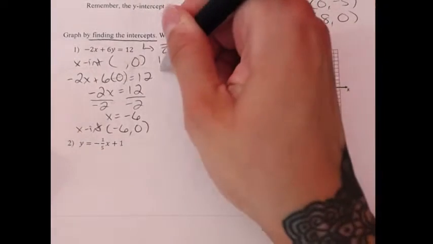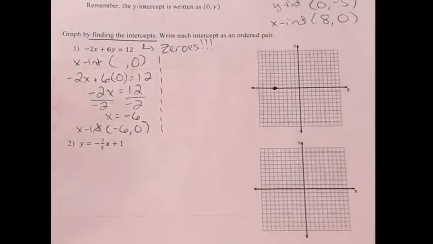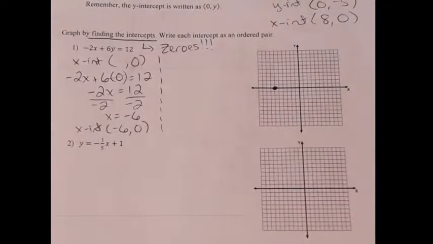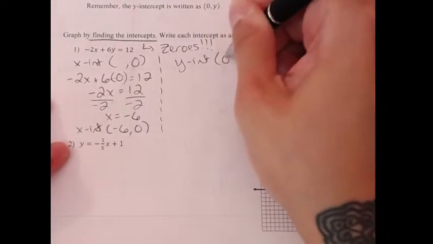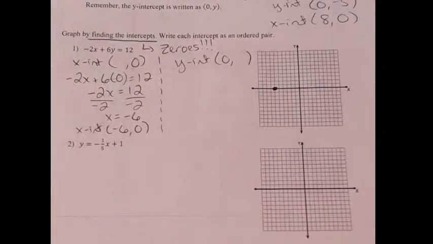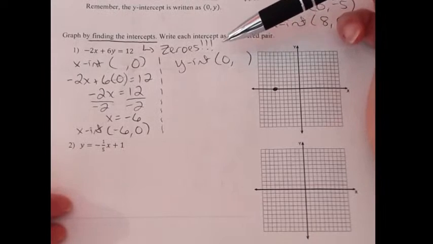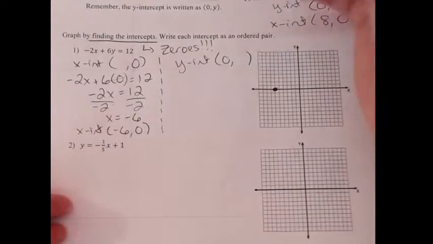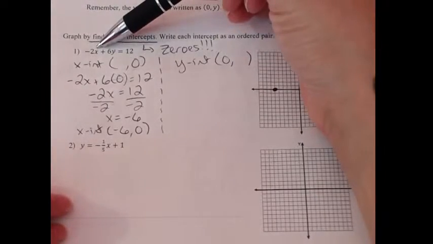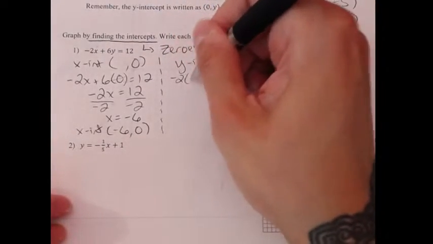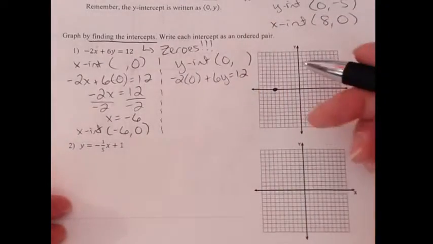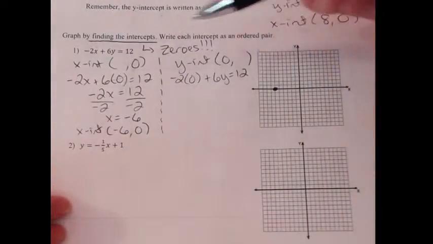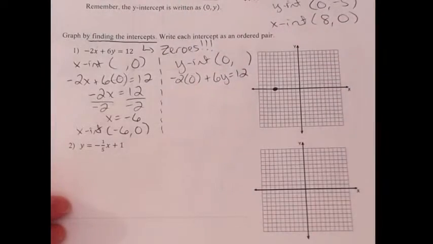But once I find one intercept, it's really important to find the other. So for the y-intercept, we know that x has to be 0. So we are literally going to say, because x has to be 0, I'm going to plug 0 in for x. So now I get negative 2 times 0 plus 6y is equal to 12. Notice it's the same equation. I just plugged in a 0 for x.